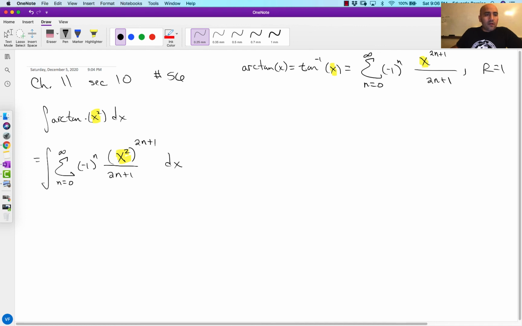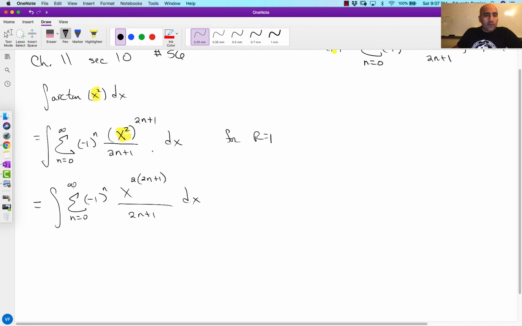So this is arctan of x squared, right? And this is going to be for the same radius of convergence. So this is for r equals 1. Good. So now we just have to simplify this a little bit. This is going to be the integral of the sum as n goes from 0 to infinity of (-1)^n times x to the power of 2 times (2n plus 1) all over 2n plus 1 dx. Again, we simplify it. Let's distribute that 2. And so this becomes the integral of the sum of n goes from 0 to infinity of (-1)^n x to the 4n plus 2 all over 2n plus 1 dx.